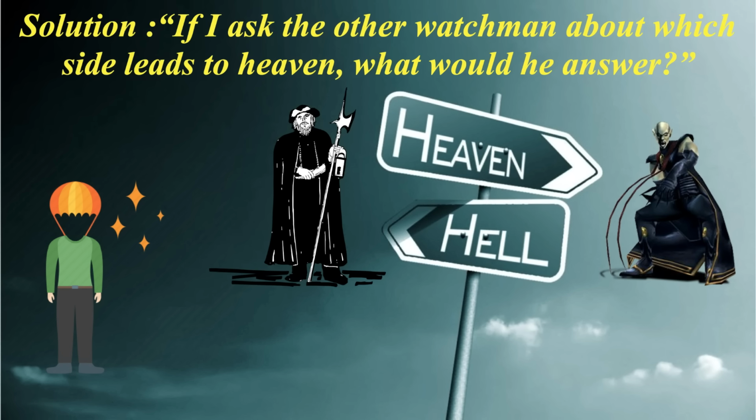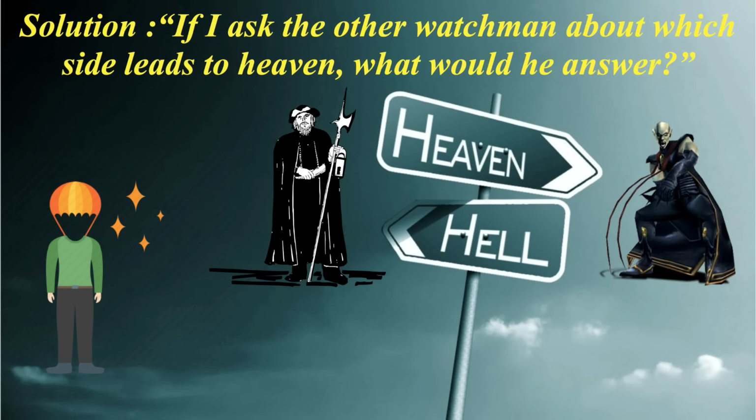The solution to this puzzle is, you should go to any one of the watchmen and ask him, if I ask the other watchman about which side leads to heaven, what would he answer? If you ask a direct question, which door leads to heaven, then the honest one will tell the truth and the liar watchman will point toward the door that leads to hell. But here we are not asking the direct question, we are asking one watchman about how the other will answer.